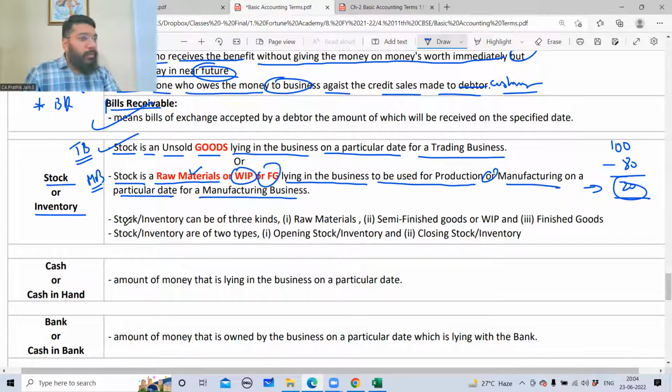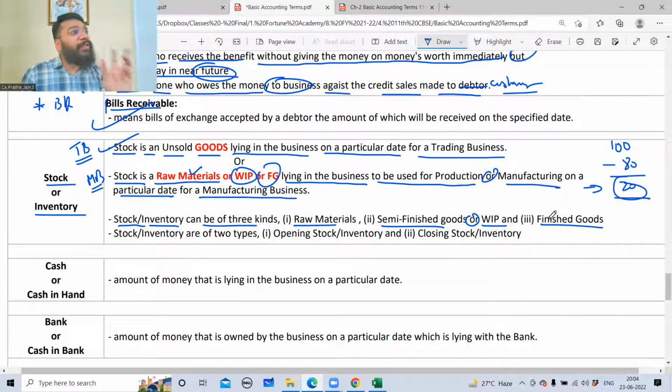Are you able to follow? Now, stock or inventory can be of three kinds. For a manufacturing concern, it is raw material, semi-finished goods, which is also known as WIP, work in progress, and finished goods. Once the manufacturing process is completed and packing is done, that is called finished goods. For a trading business, we call it trading goods or traded goods. Are you clear with that? So 4 items will come. 3 in manufacturing, 1 for trading business.